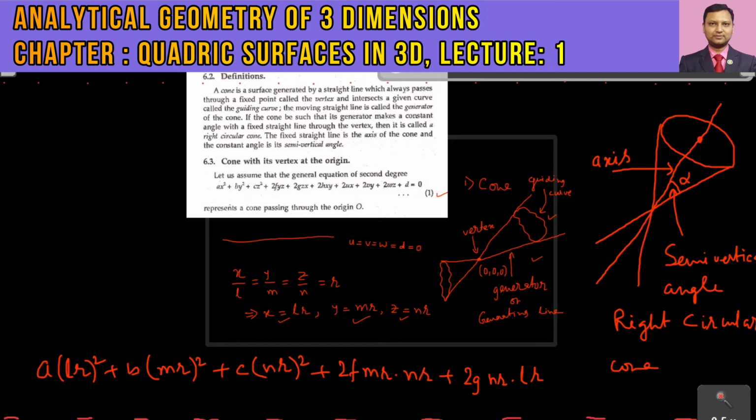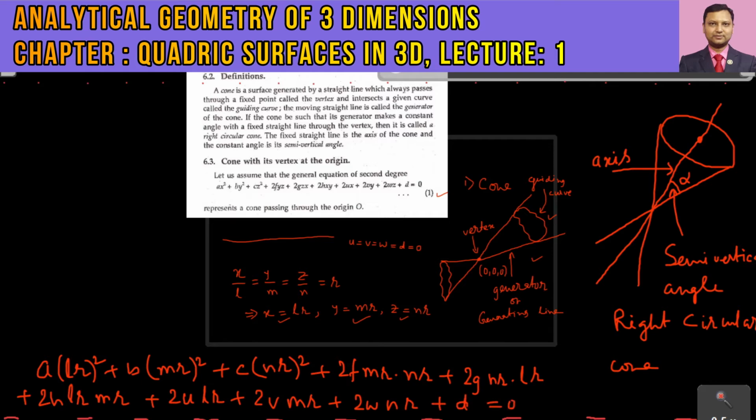We will get the term involving twice h, so l r into m r would appear. Then we shall have twice u x, so twice u into l r, then twice v y, so twice v into m r, then twice w z, so twice w, in place of z we shall write n into r. Finally we shall have d is equal to 0.